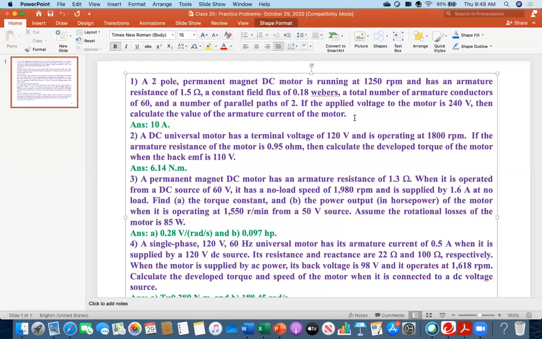Sometimes you might need to use even the previous equations, not just permanent magnet or universal motor, but the DC generator equation and DC motor equation; all things will be involved. So first write down the armature current equation and then see how you can get the values.